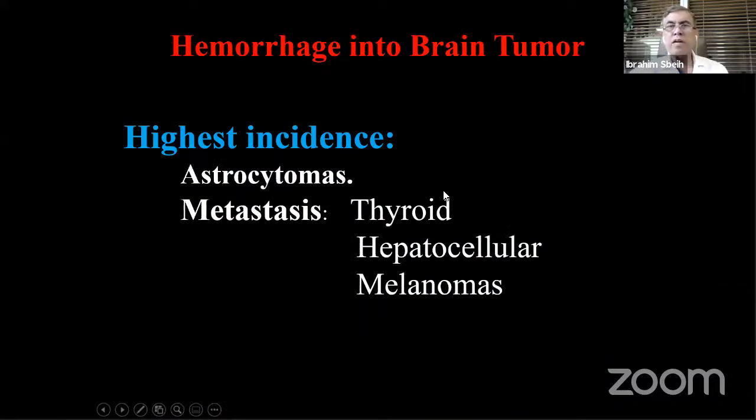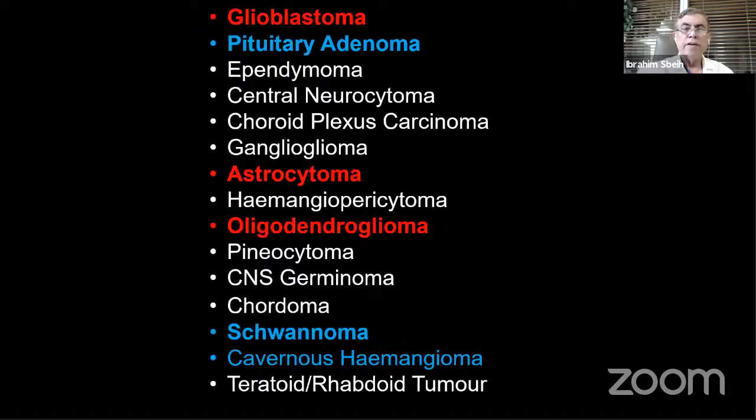What are the brain tumors that are known to have this high incidence of hemorrhage? The highest incidence is in the malignant tumors more than the benign tumors. And in the malignant tumors, the grades of astrocytoma, grade 2, 3, and glioblastoma multiforme, etc., and in metastasis. The ones I put in red are the ones that are common: glioblastoma, astrocytoma, oligodendroglioma, and in the benign group, pituitary adenoma, schwannoma, cavernous angioma. But it can occur, and I stress, can occur in any brain tumor.